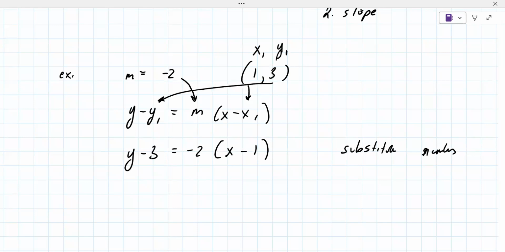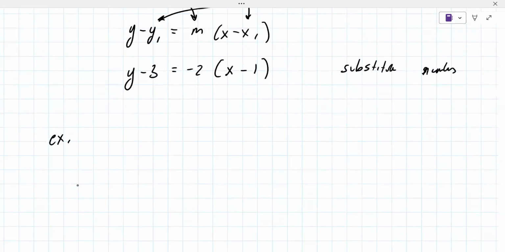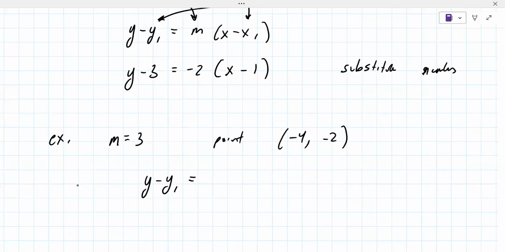Okay, does that make sense? Yes. Okay, not too difficult, right? So let's do another example. Let's say this time the slope is 3 and the point is (-4, -2). Okay. So it's always good to write the equation of the line. Y minus y1 equals m times (x minus x1), like that. Your slope is 3, boom.